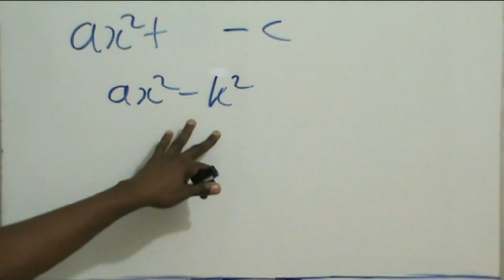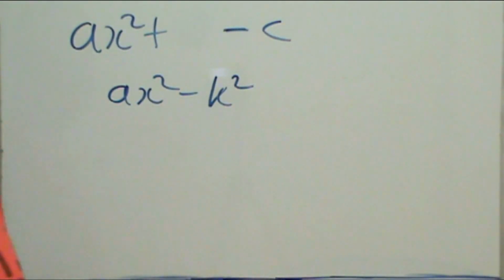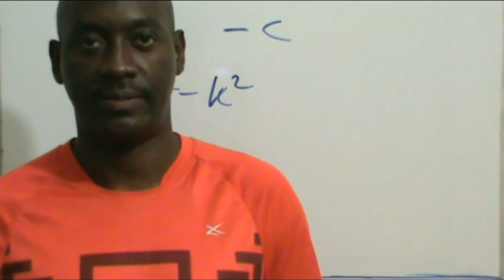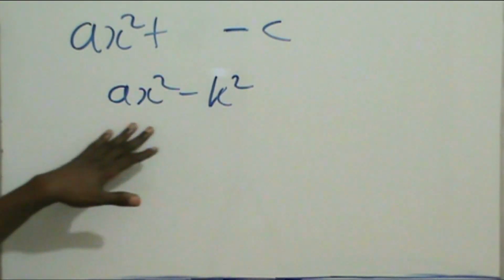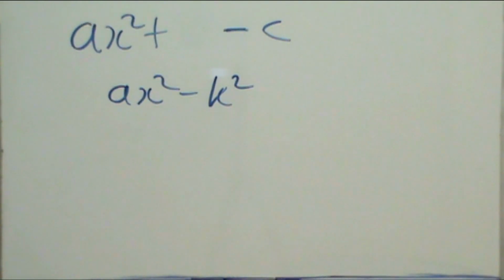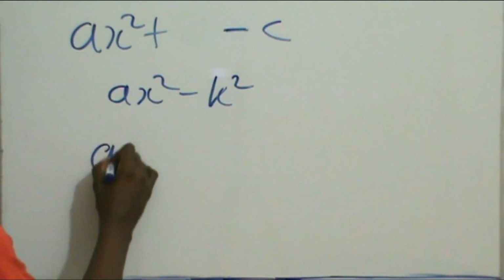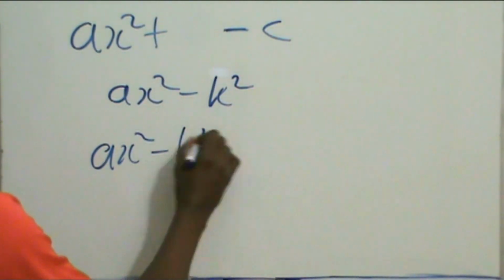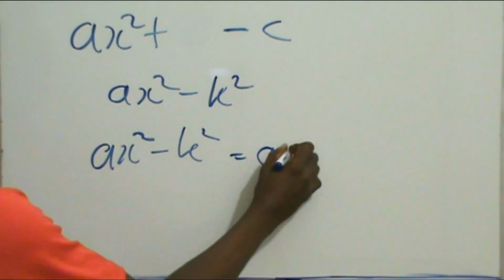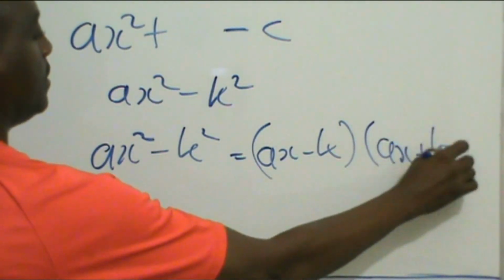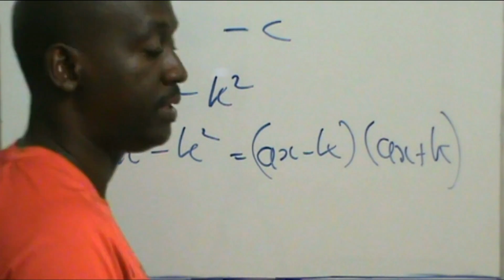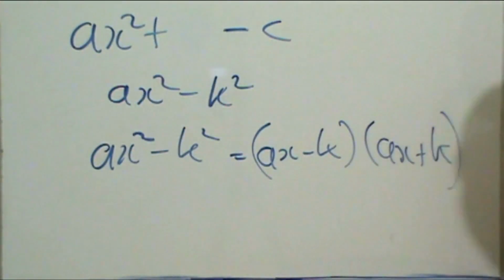Anytime you have a quadratic looking like that, then we have what we refer to as the difference of two squares. Alright, so to factorize a quadratic like this, factorization is simple. If I have ax squared minus k squared, then that is equal to ax minus k into ax plus k. Alright, so that's the general formula.